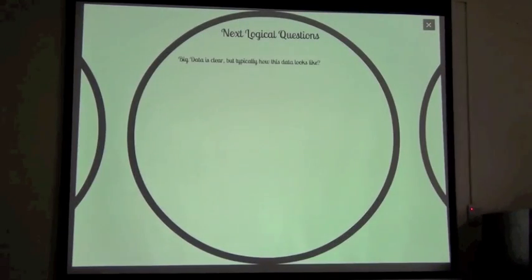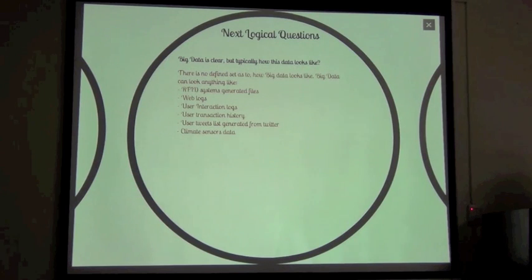Now a lot of people ask, we understand what is big data, it's fine, it's clear. But what does it look like? When somebody tells me what is big data, how do I visualize it? Okay. So there's no defined set of what is big data and what is not. Big data can be any data that is not really following a great structure. It can be your RFID system generated files, your web logs, your user interaction logs, your transaction history, tweets, and climate sensor data.